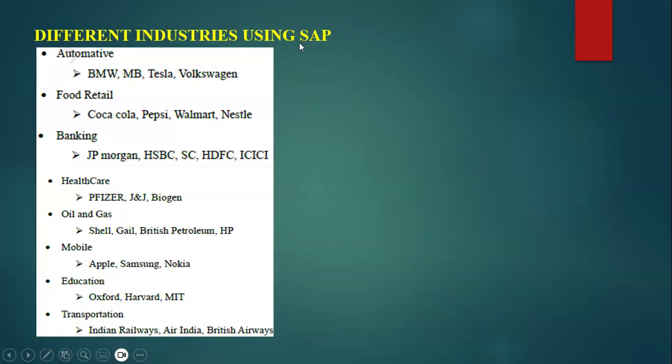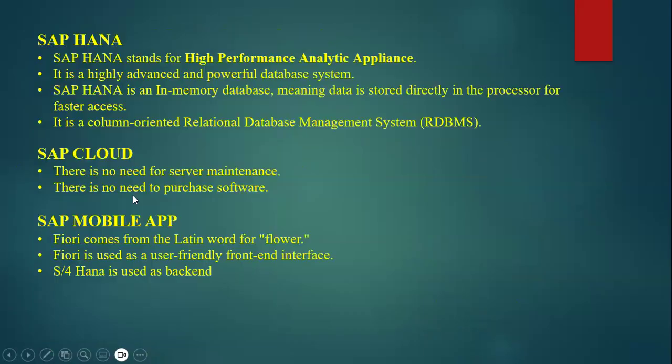Now the different industries are using SAP, whether it may be automotive, whether it may be food retail, banking, healthcare, oil and gas, mobile. So whether different industries, and the company names is given here who is using SAP.